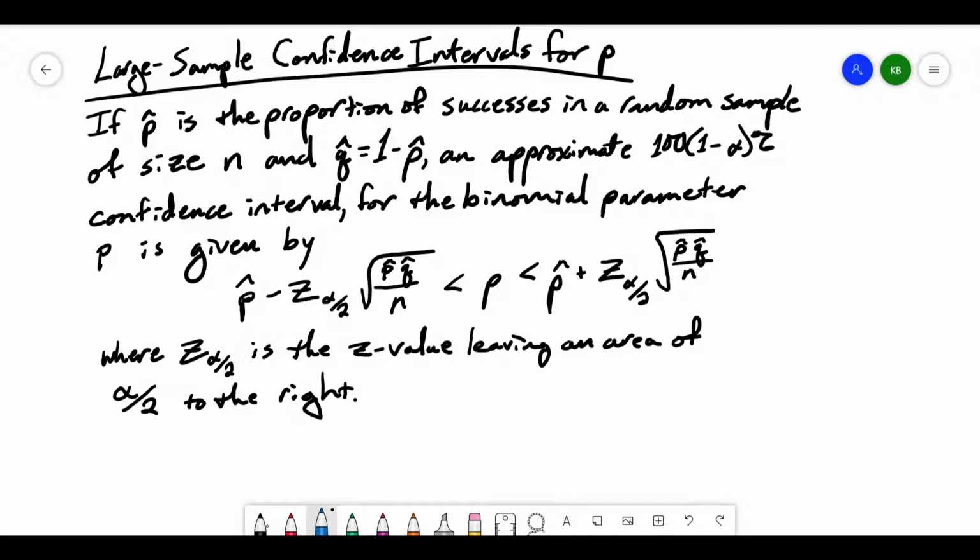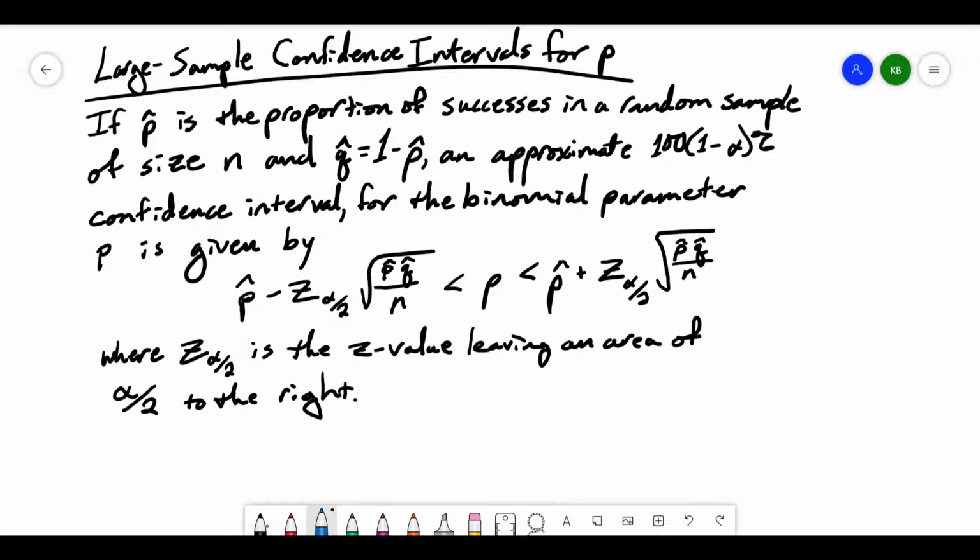Then an approximate confidence interval for the binomial parameter p is given by p hat minus the z sub alpha divided by 2 that we've been seeing a lot of, times the square root of p hat times q hat divided by n. That's going to be the lower bound, and then the same thing with a plus instead of a minus will be our upper bound, and p is going to fall somewhere within that confidence interval. Our z sub alpha divided by 2 is the same as we've had it before. Like I said, this is when our sample size is large enough, and our proportion is not suspected to be too close to 0 or 1.